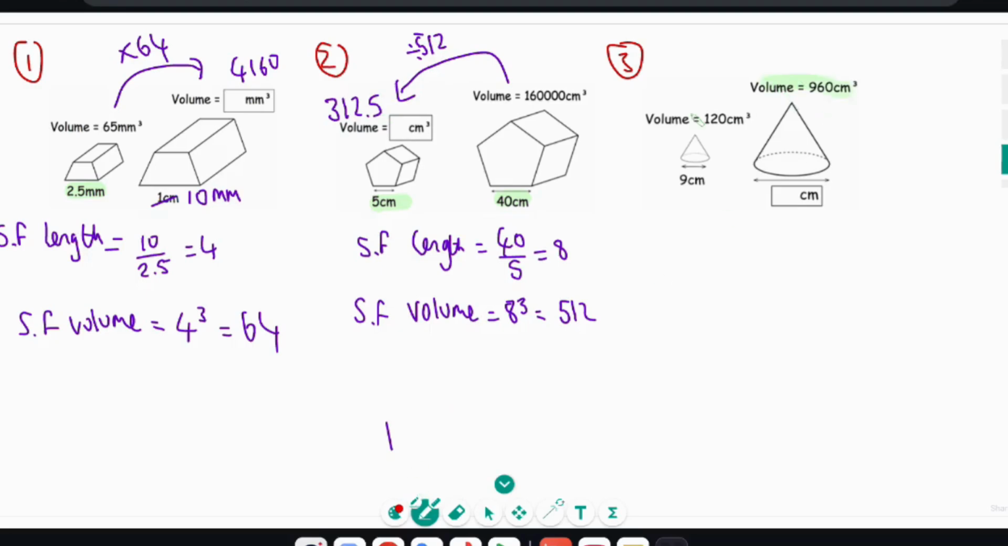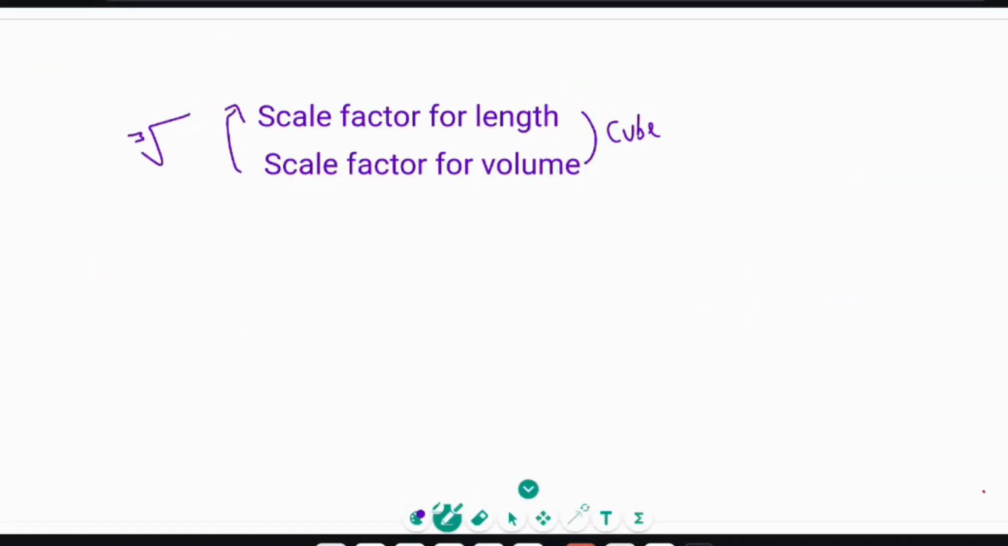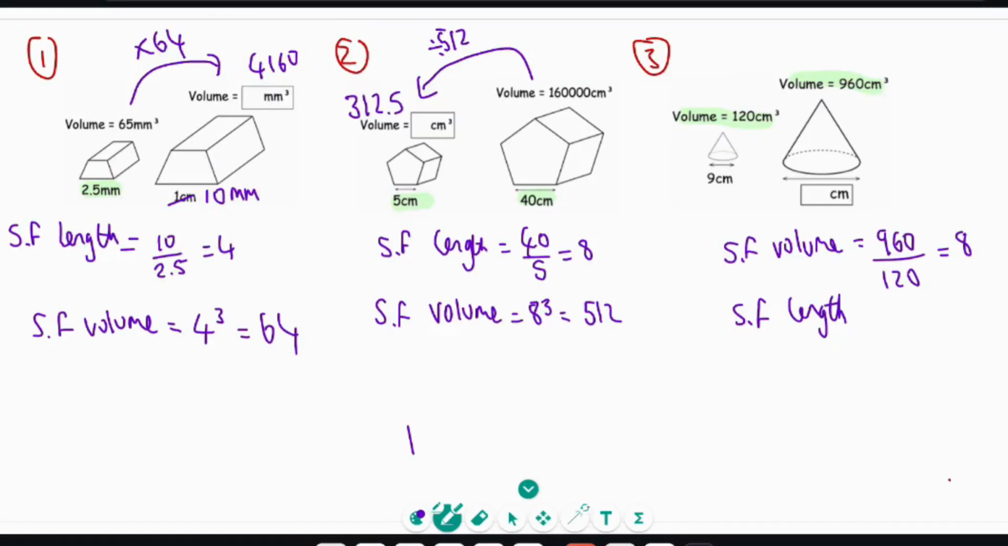We've got a volume and a volume, so let's find our scale factor for volume. 960 over 120, which is 8. So the scale factor for length, don't forget to go back, you know the volume, to go back to the length, you cube root. So cube root of 8 is 2. So smaller to the bigger, so times 9 times 2, 18 centimetres.